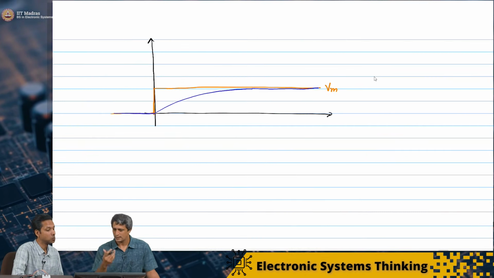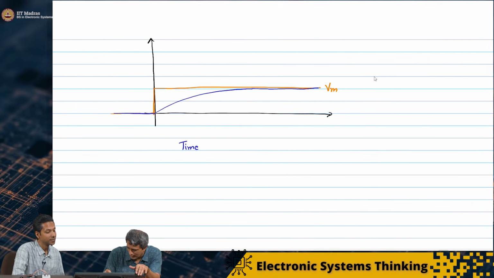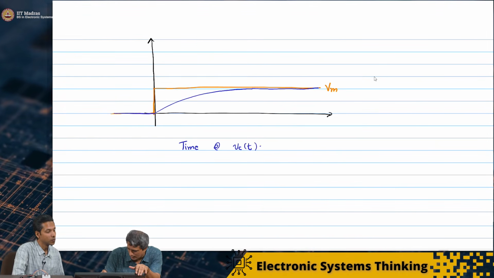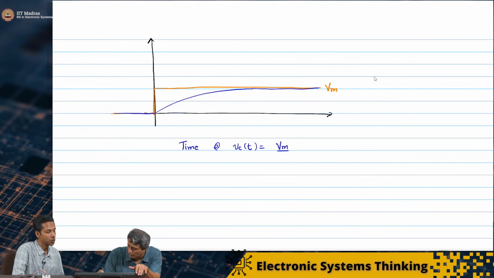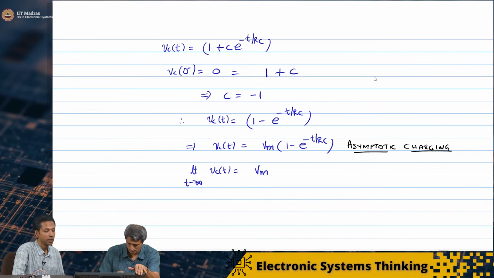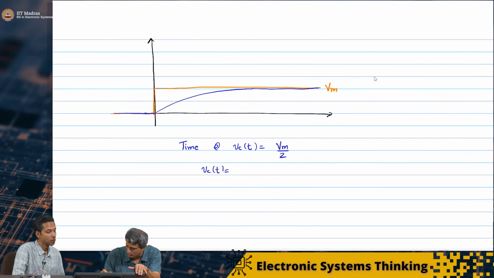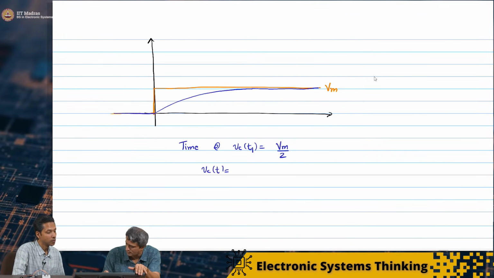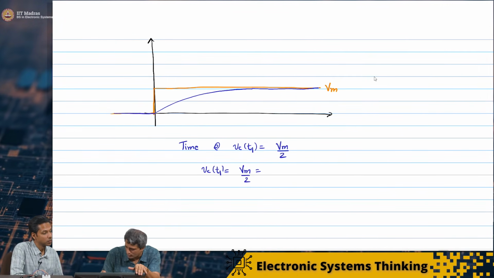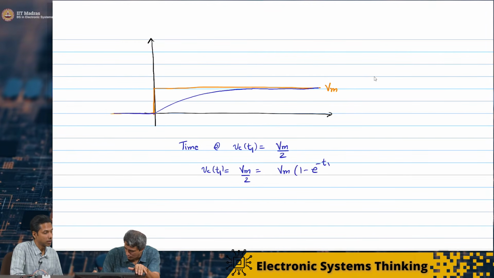Okay. So let's look at that. How do we find out? I want to find out the time at Vc of t equals Vm by 2. So what should we do? We take this expression that we got and simply substitute, right? So Vc of t, let me call this instant as t1. Okay, Vc of t1 is Vm by 2, that is equal to Vm into 1 minus e power minus T1 by RC.